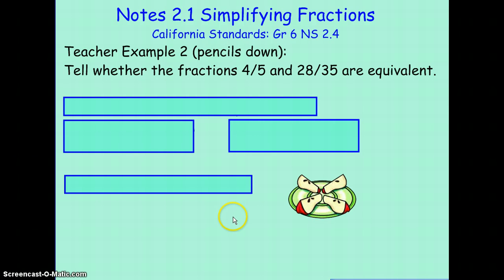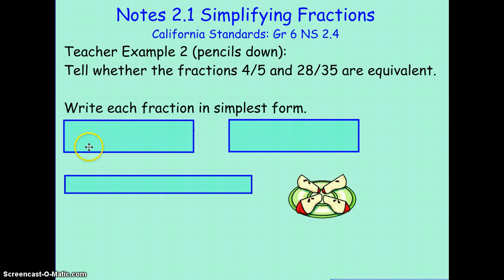Teacher example 2, tell whether the fractions 4/5 and 28/35 are equivalent, which means they're both going to have the same simplest form. They can both reduce to the same number. So the way we want to do that is simply reduce them both, simplify them down to their simplest form.